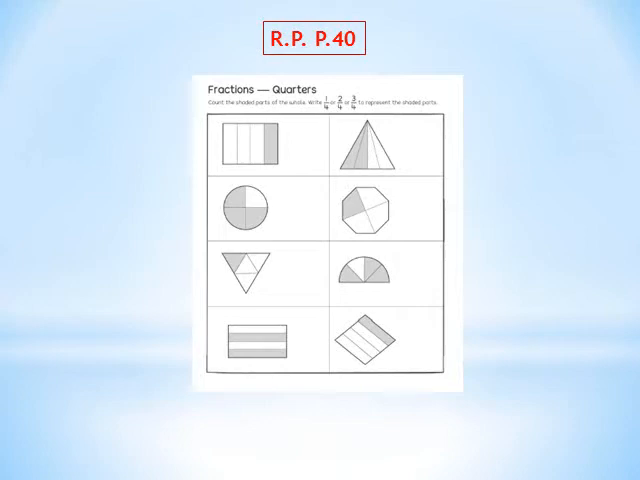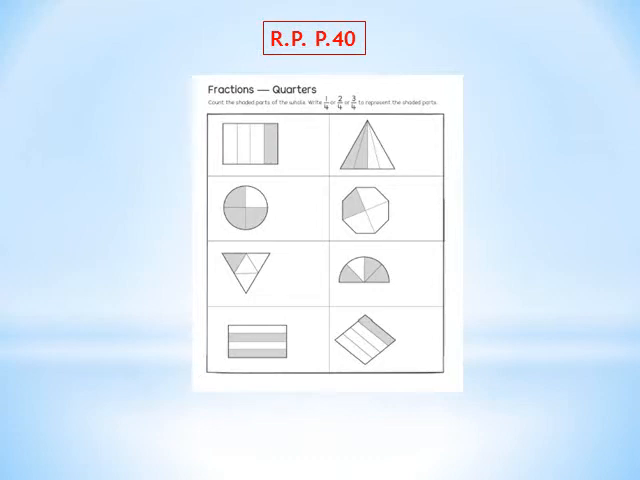Here I have some shapes. Each shape is divided into fractions, equal parts. And I have some parts shaded. So I want to write the fraction that represents the shaded part. For example, the first shape, this rectangle, I have 4 parts and 1 part is shaded. How do I write it as a fraction?